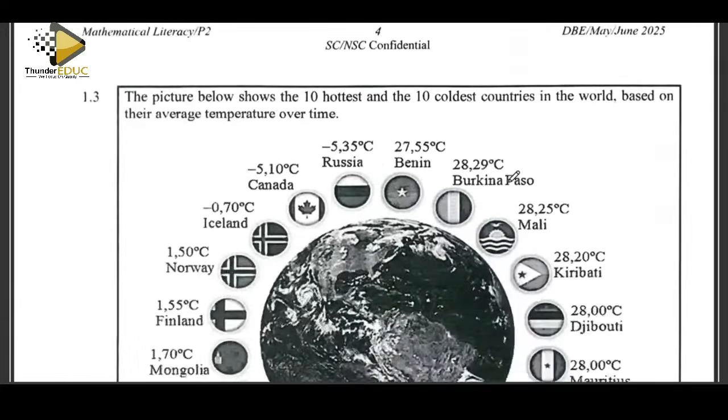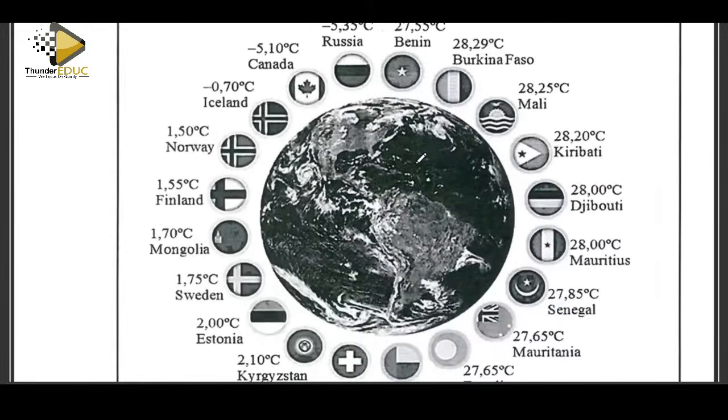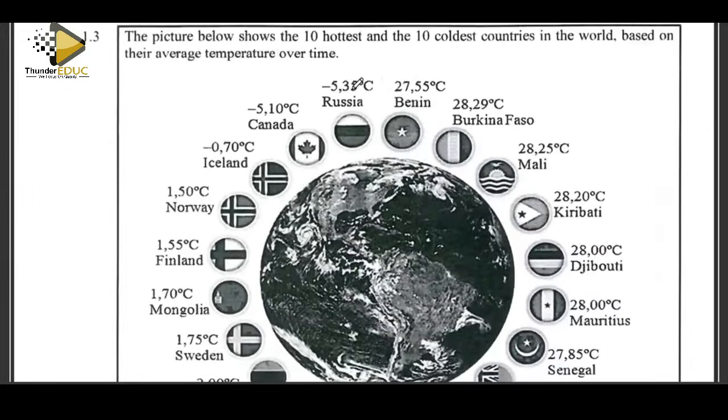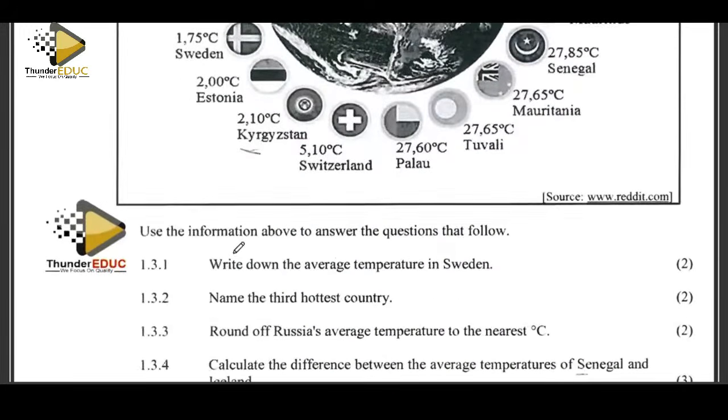All right, 1.3. The picture below shows the 10 hottest and 10 coldest countries in the world based on their average temperatures over time. So when you look at it, definitely the ones in negatives are the coldest. You may start from here like this. Hottest, we come down and we see. Okay, the question says, write down the average temperature in Sweden. Sweden is around here. So we have, don't forget that.